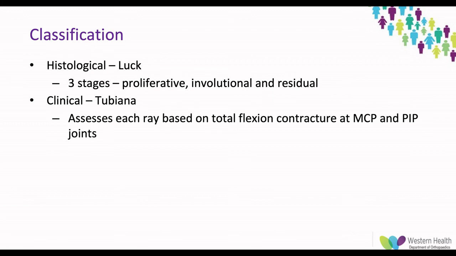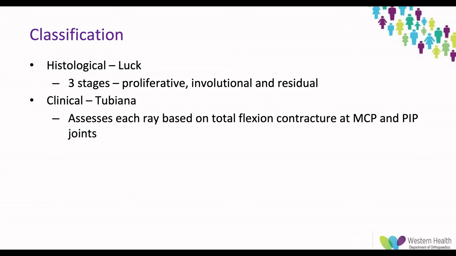Classification can be histological or clinical. The histological classification is the Luck classification. It includes 3 stages: proliferative, involutional, and residual. This corresponds to the maturation of the fibroblasts, the amount of collagen present, and specifically the ratio of type 3 to type 1 collagen. The clinical classification is the Dupuytren classification, which assesses each ray based on the total flexion contracture at the MCP and PIP joints.